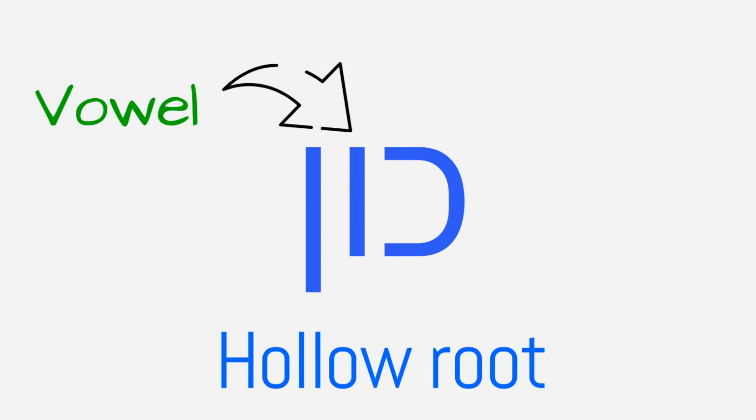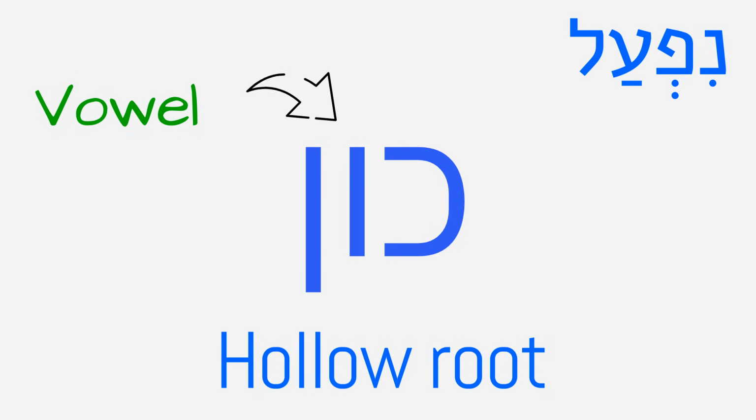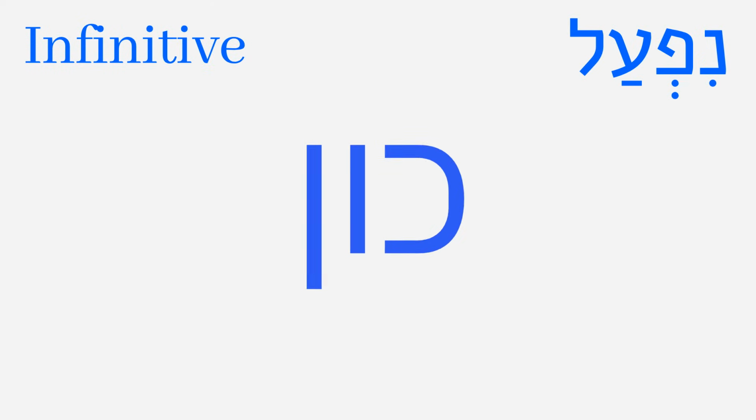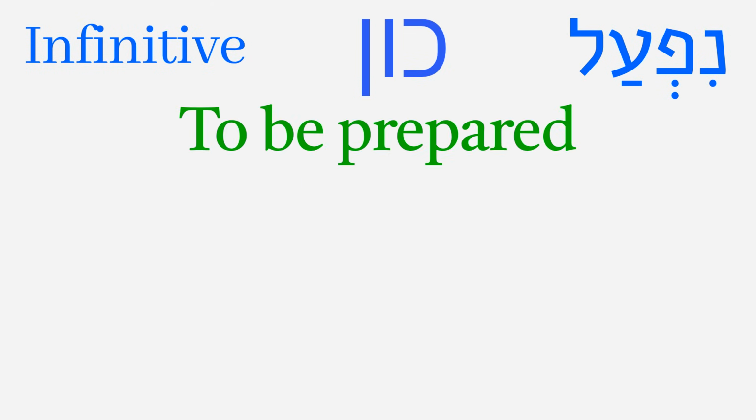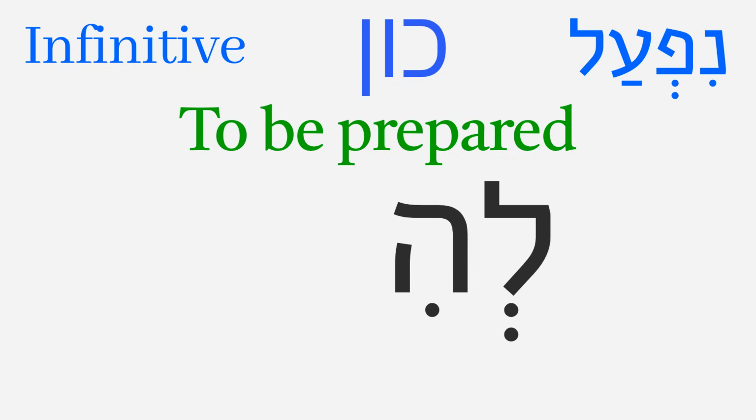Most of these kinds of roots are not especially common in the Niphal binyan, but the root Kaf Vav Nun is a common root used in the Niphal, and is formed irregularly because of its second root letter, the Vav as a vowel. The Niphal infinitive of this root, which means to be prepared, is made like this. It starts with Lamed with Shva and Hey with Hirik, as is regular in the Niphal, followed by the first root letter Kaf with Dagesh.